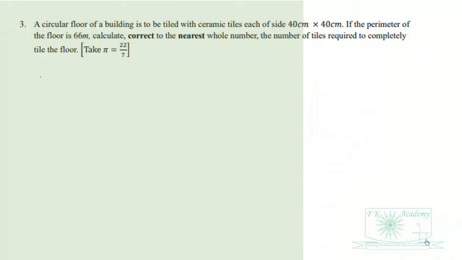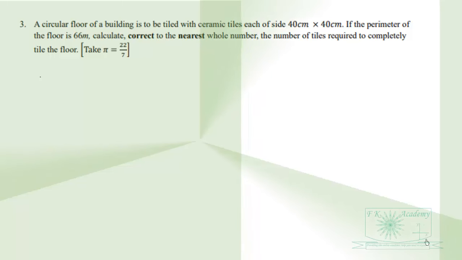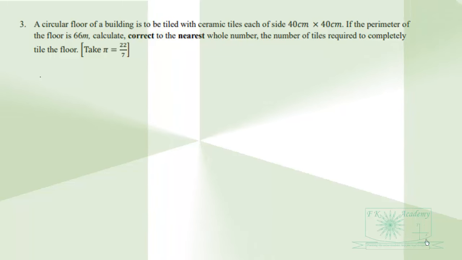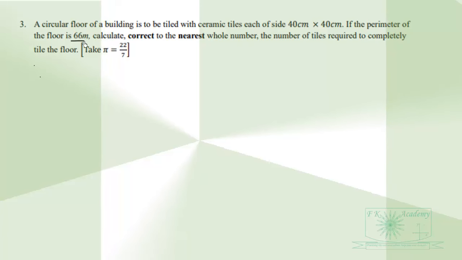And this is question number 3. A circular floor of a building is to be tiled with ceramic tiles, each of side 40 centimeters by 40 centimeters. If the perimeter of the floor is 66 meters, calculate correct to the nearest whole number the number of tiles required to completely tile the floor. So first of all, we need to determine the area of the circular floor, but we need the radius. We are going to use the 66 meters to find that.